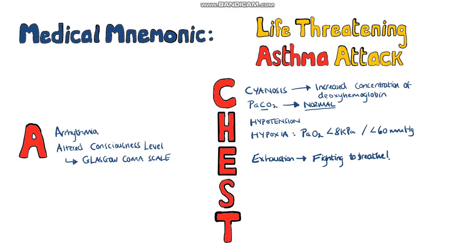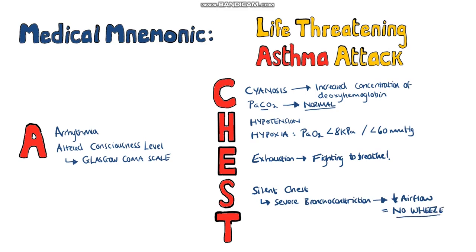breathing. S is to remind you of a silent chest, which occurs due to such a severe bronchoconstriction that there's not enough airflow to produce wheezing. Finally, T is for a threatening peak expiratory flow, less than 33% of their best or their predicted values. This usually applies to patients over the age of 5 who can learn how to use the peak flow meter.